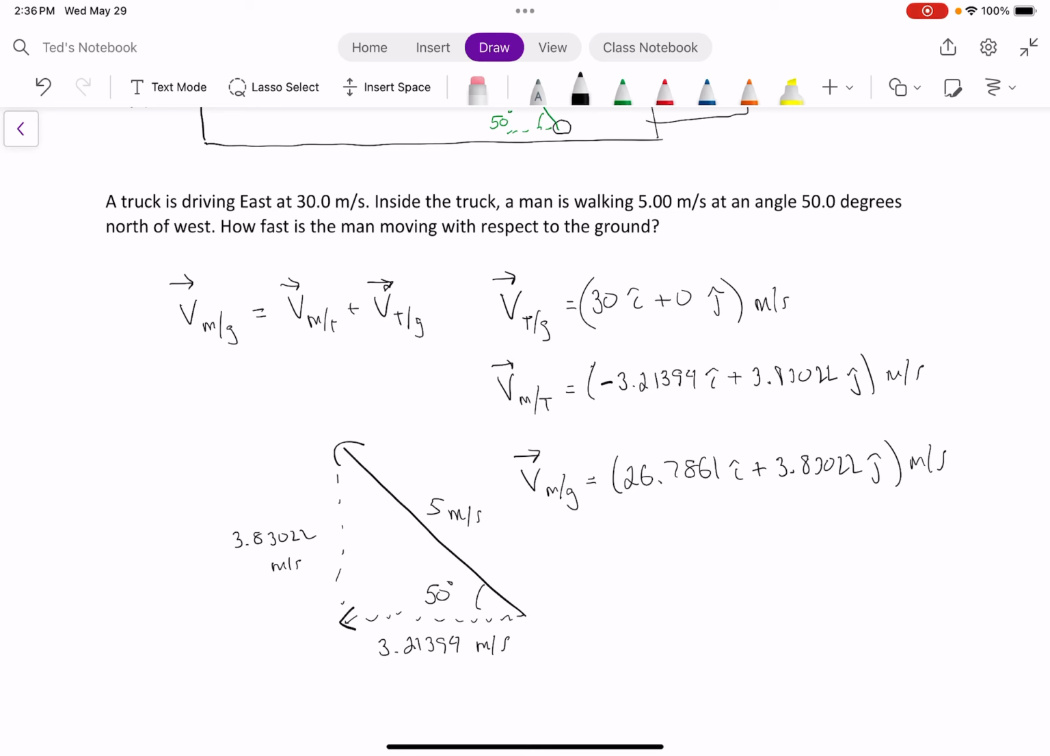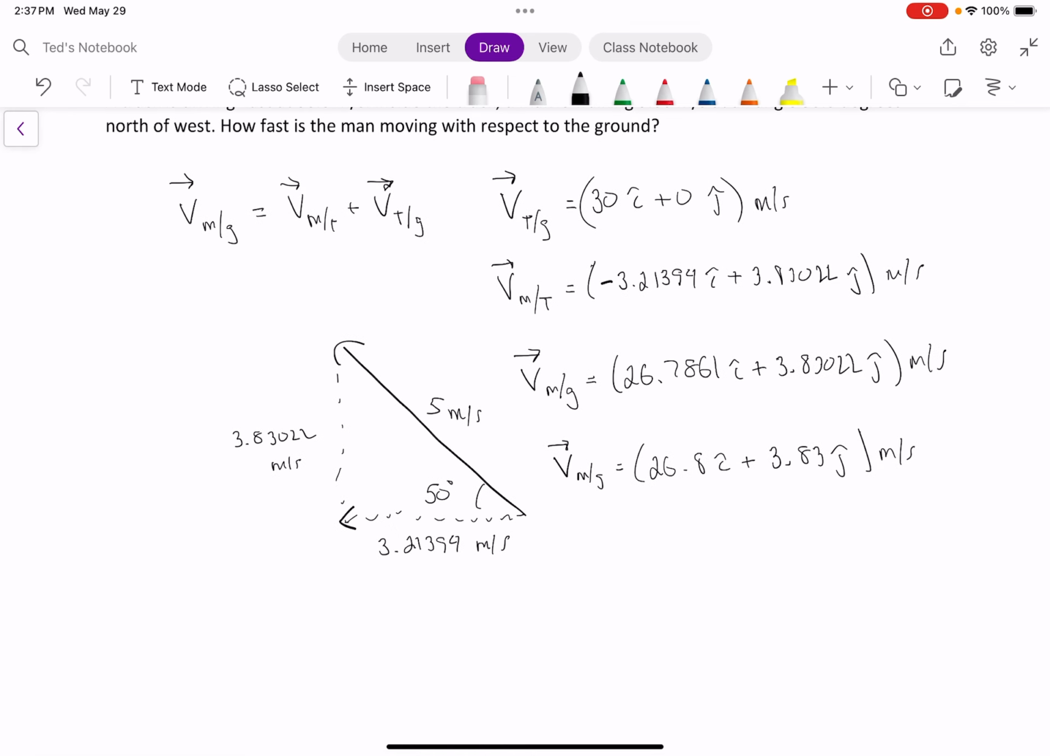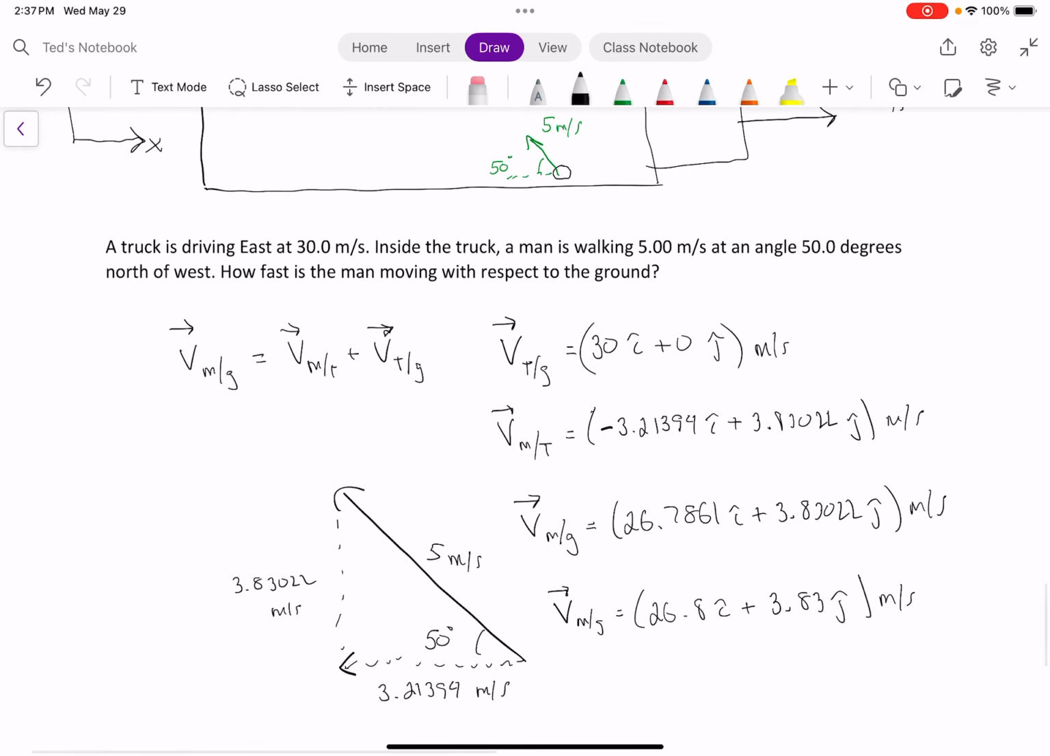So if I want to leave this in i and j notation, I want to keep the right number of significant digits, which is 3. So this says that the velocity of the man with respect to the ground is 26.8 i hat plus 3.83 j hat meters per second. And that would be the Cartesian. That would tell us the x and y components of the velocity.